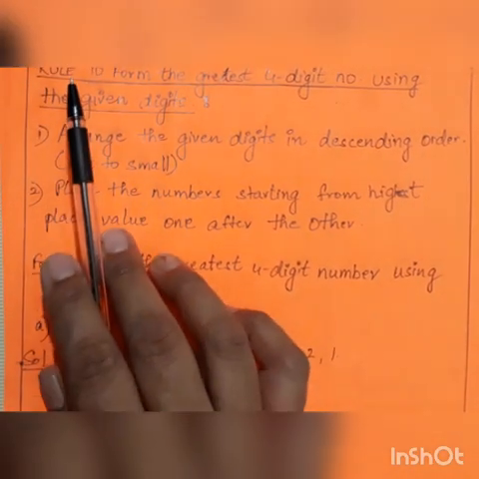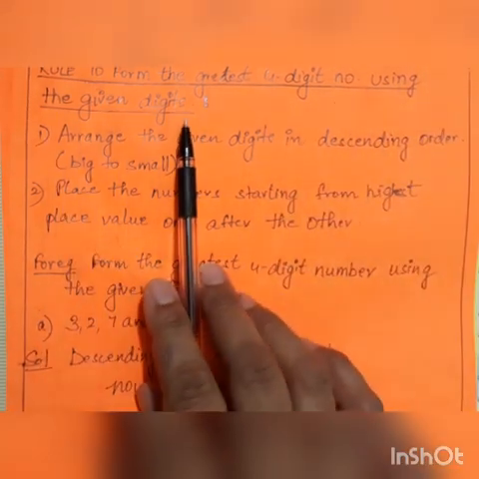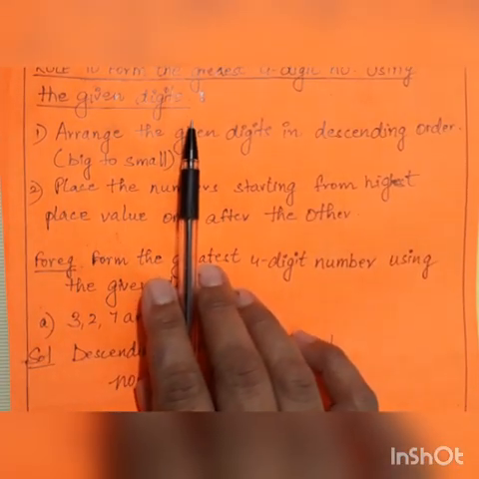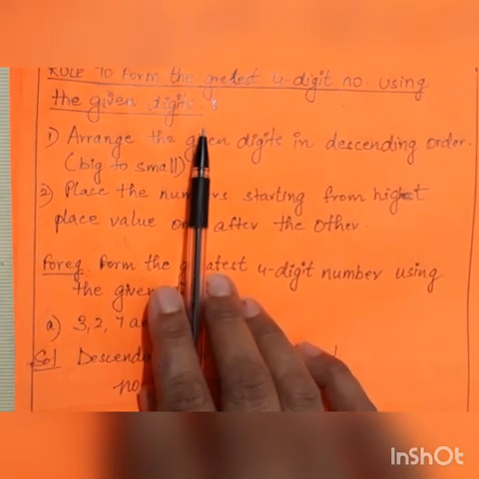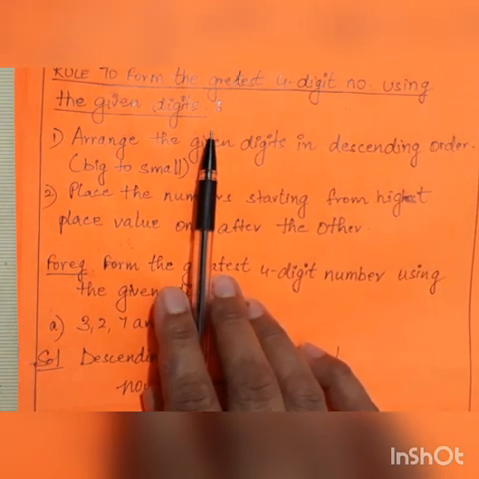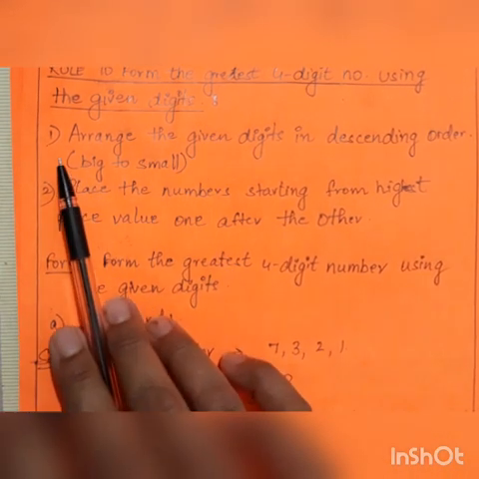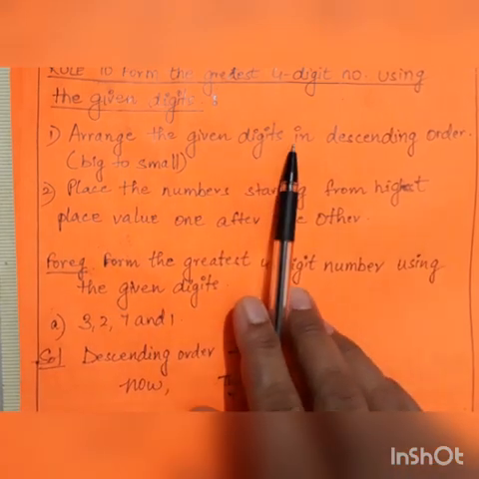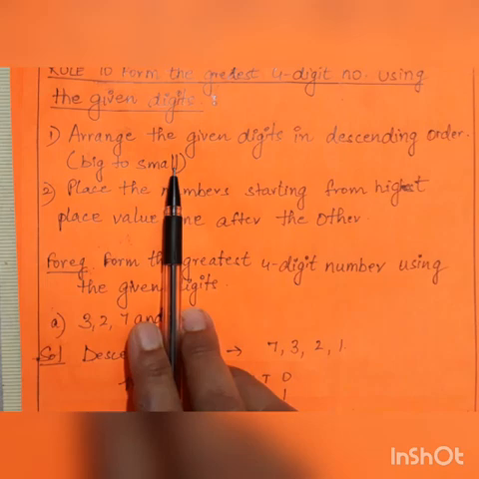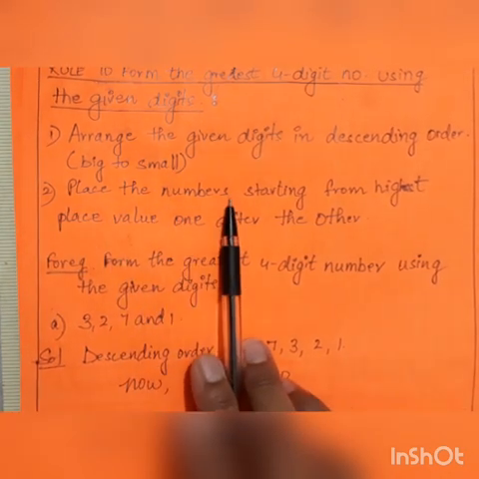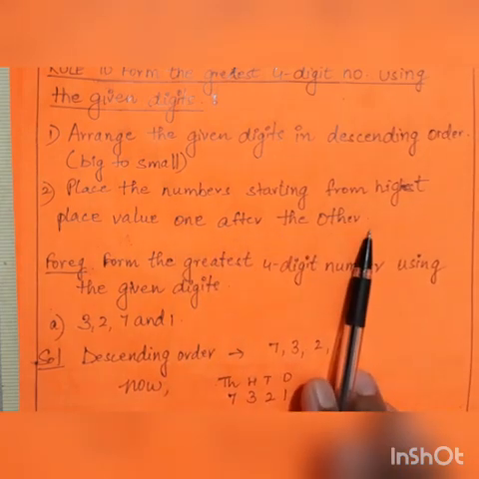Now let us know the rule to form the greatest 4-digit number using the given digits. Children, in the smallest number, we had arranged the number in the ascending order. So to form the greatest number, we will arrange the numbers in the descending order, that is from big to small. So the first step is arrange the given digits in descending order, that is from big to small. The next step is place the numbers starting from highest place value one after the other.